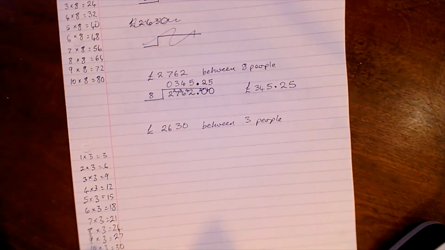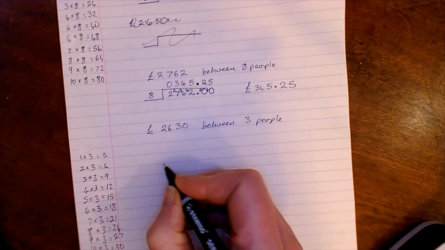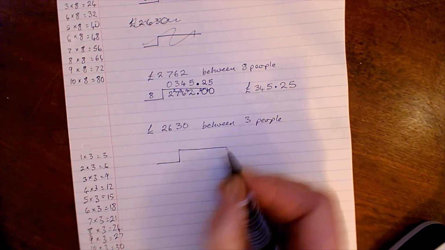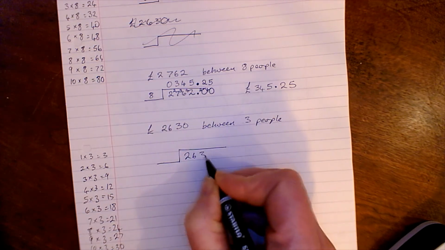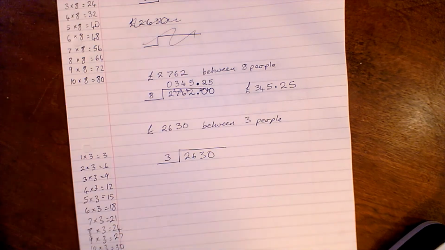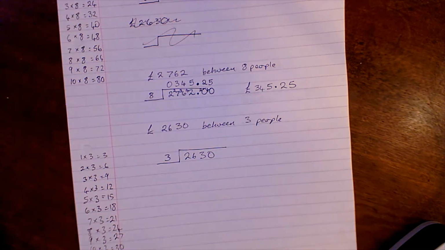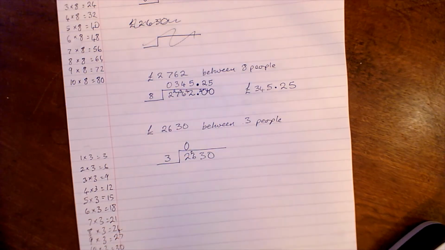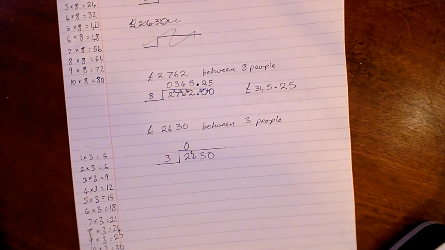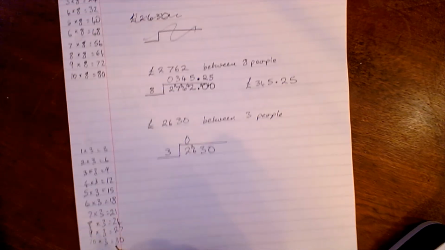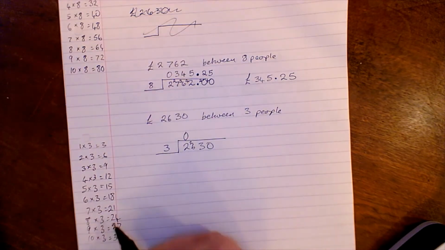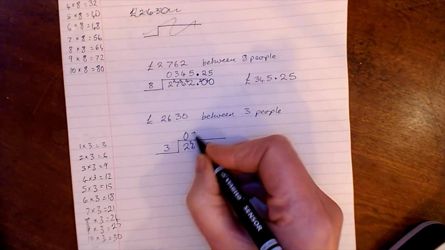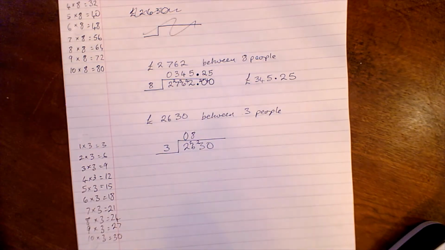There we go. Okay, so we have to draw up our short division sum again. 2630 divided by 3. So, again, 3 into 2, not a good thing. 3 into 26. Okay, well, 24 is just less than 26. And 24 would be 8 3s, so I put an 8 there, I'm carrying 2.